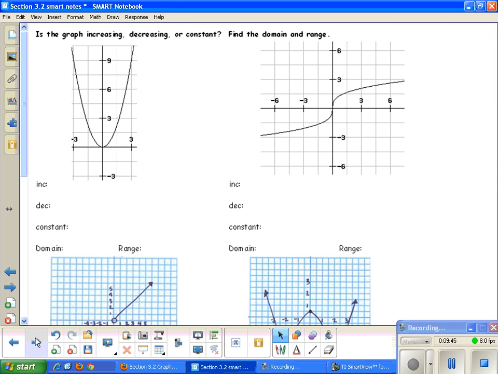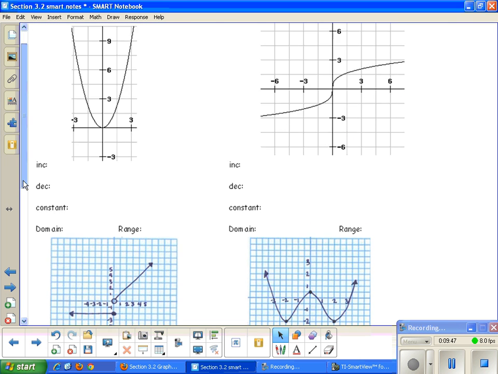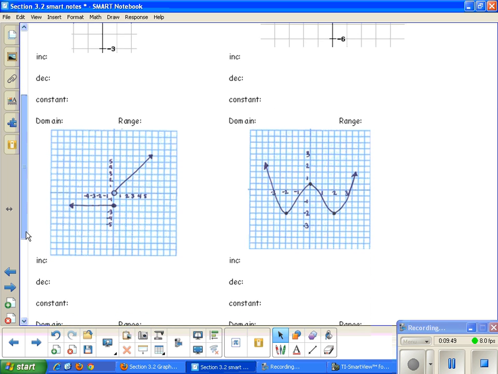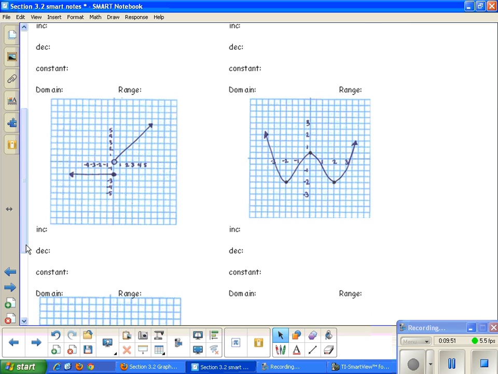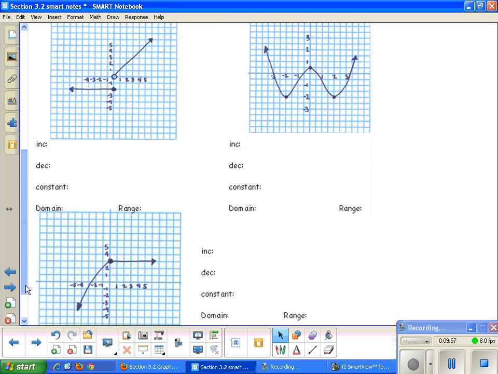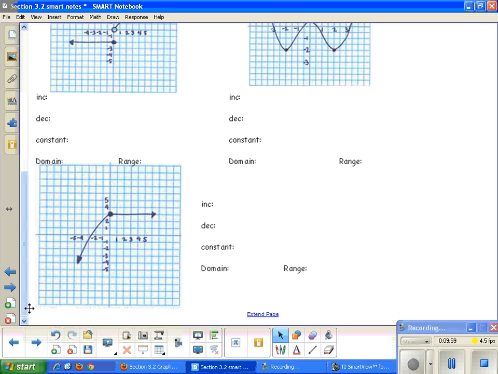For the next part, these graphs that we have right here, I want you guys to do these graphs and determine if each is increasing, decreasing, or constant. I also want you to practice doing the domain and range, and then we will talk about these graphs later. So if you can bring those with you to class.